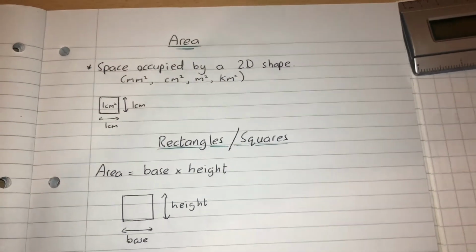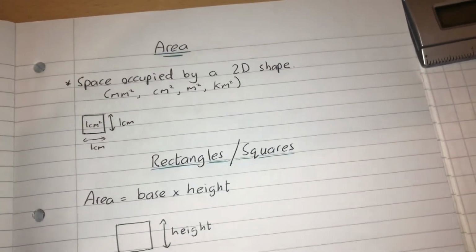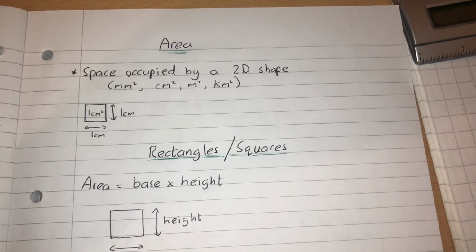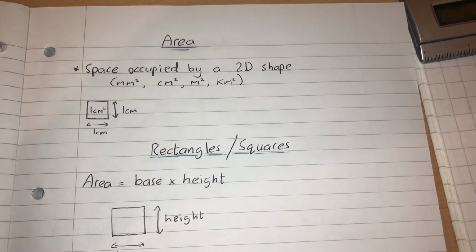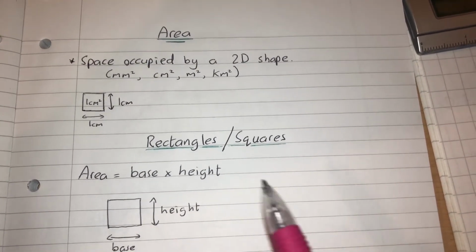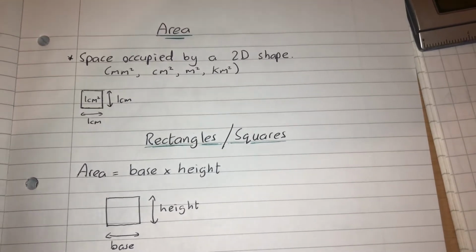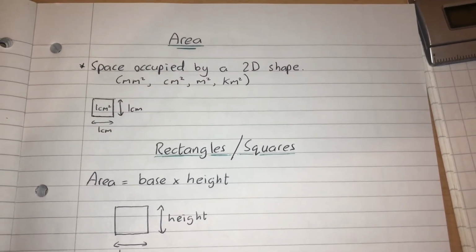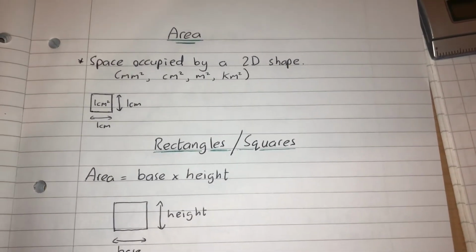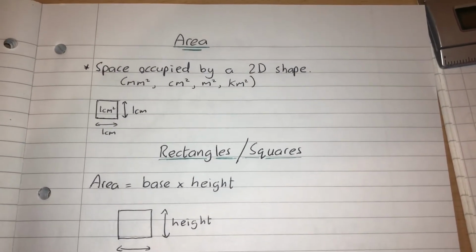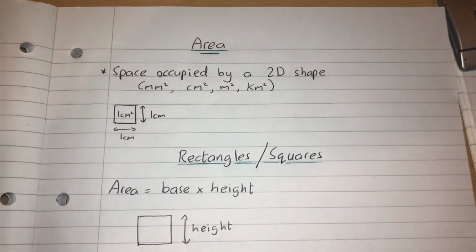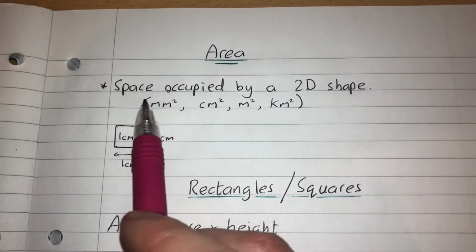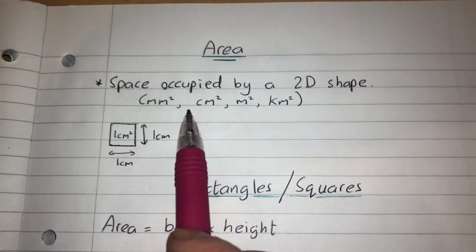So in this video we're going to look at how we find the area of a shape. We're going to start off just by looking at some of our more basic two-dimensional shapes such as rectangles, squares and triangles, and in later videos we will look at also parallelograms, trapeziums or other types of quadrilaterals, compound shapes as well as circles. So just to give you a brief definition of what area actually is, this is the space occupied by a two-dimensional shape.